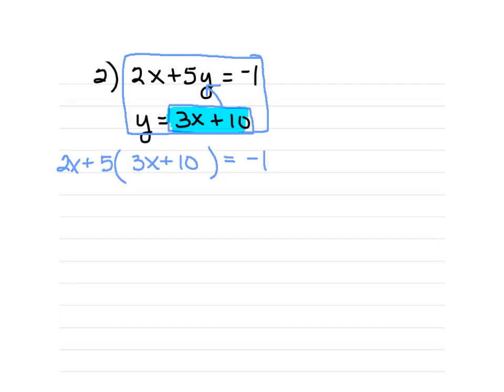All right, so now we're going to solve for x. So 2x plus 15x plus 50 is equal to negative 1. Let's go ahead and combine like terms. 17x plus 50 is equal to negative 1. Subtract 50 on both sides.